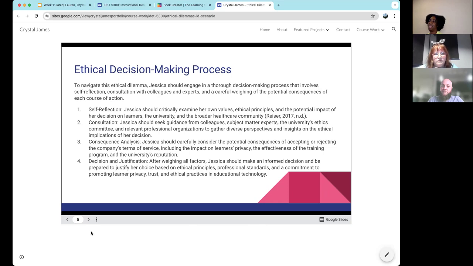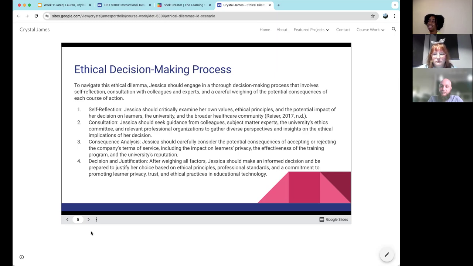So in trying to make the best decision, these are some steps that Jessica can take. First, she needs to reflect, do a little self-reflection, then maybe some consultation, then the consequence analysis, and then make a decision, and then justify her decision. So Jessica could critically examine her own values, ethical principles, and potential impact of her decision on learners, the university, and the broader healthcare community.